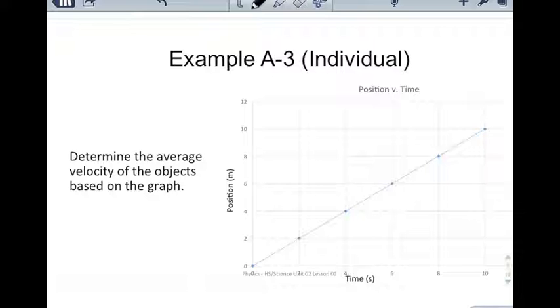In this one, it says determine the average velocity of the object based on the graph. So once again, we want to pick any 2 points. You should be able to do this entirely on your own and figure out that the velocity of this object is 1 meter per second.